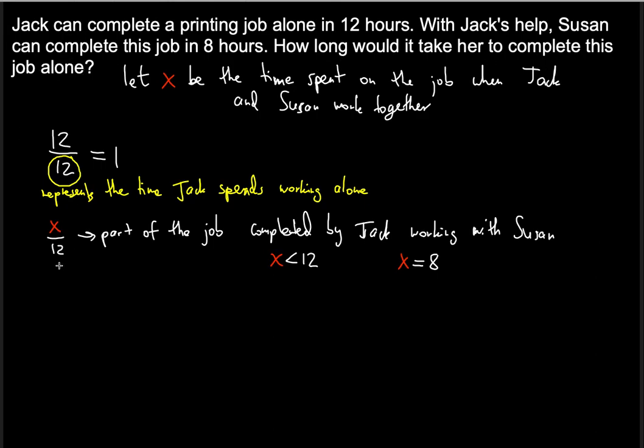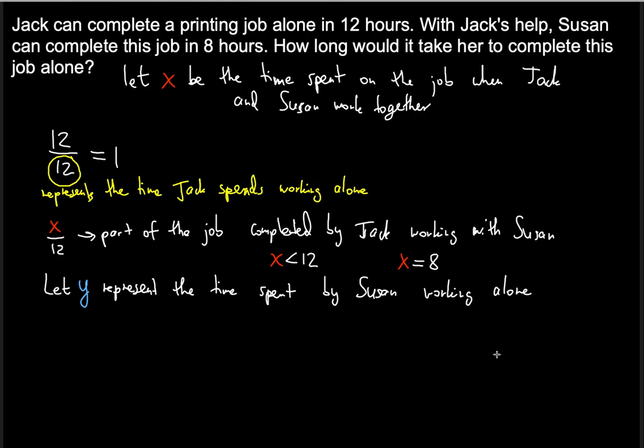So we're going to let Y, not a variable, let Y represent the time spent by Susan working alone. Okay, so that's the time that she spends working alone. So now using the same technique as with the case of Jack, we know that she will complete X over Y part of the job.